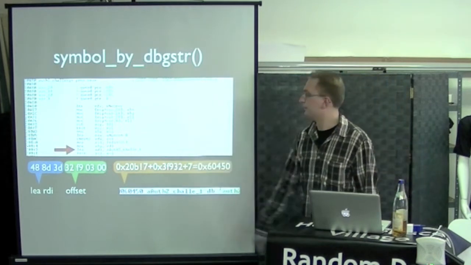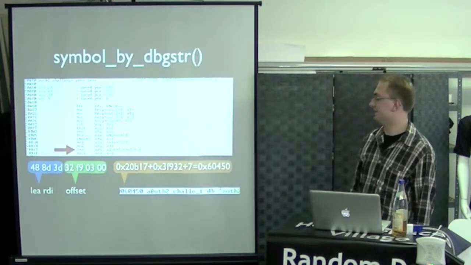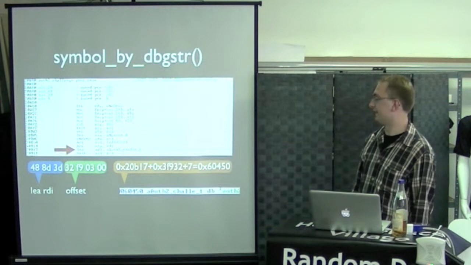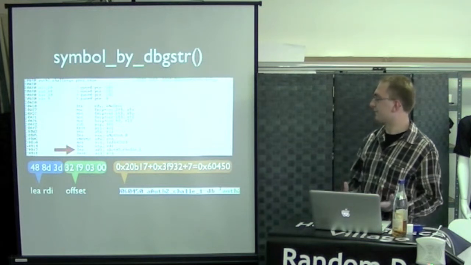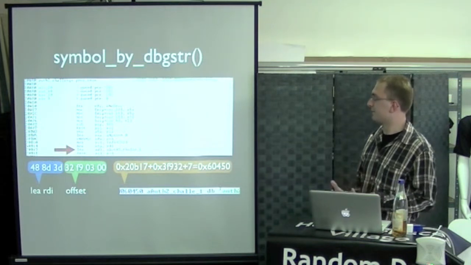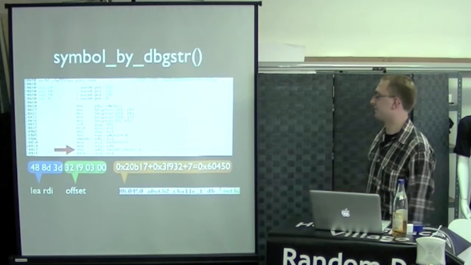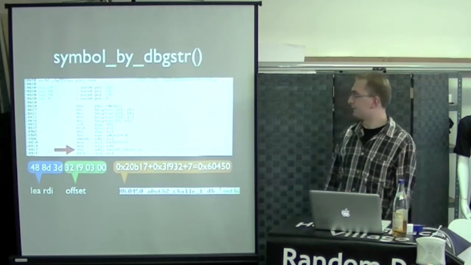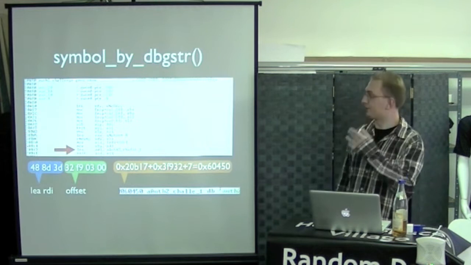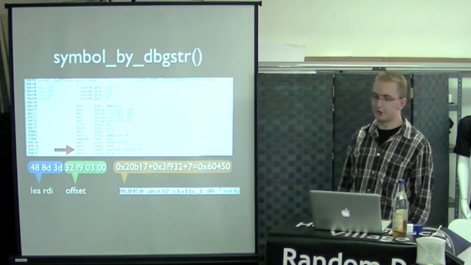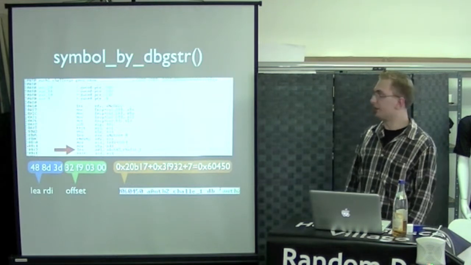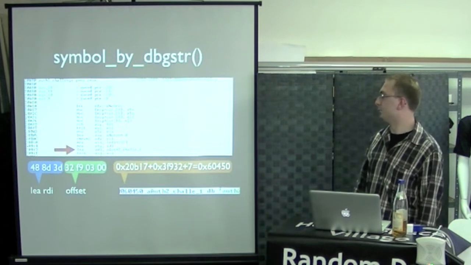The left part, 48 8D 3D, indicates that it's a load effective address instruction, and the destination operand is the RDI register. And then it's followed by 4 bytes which are the offset. The offset is calculated relative to the instruction.